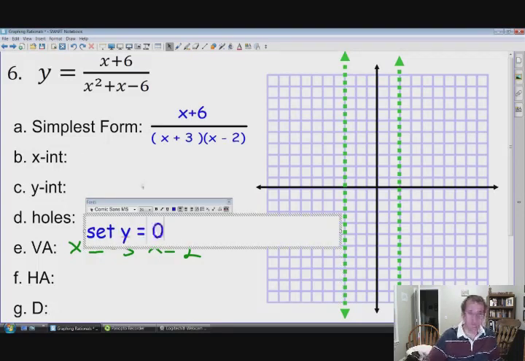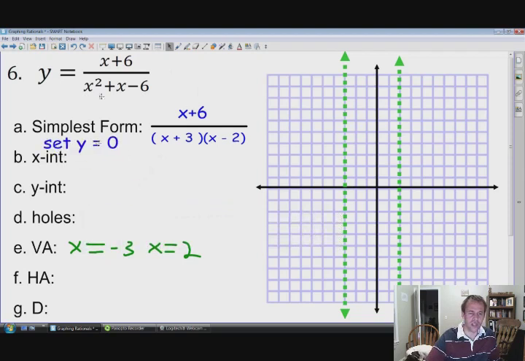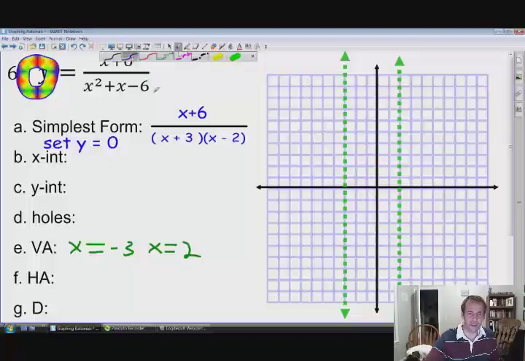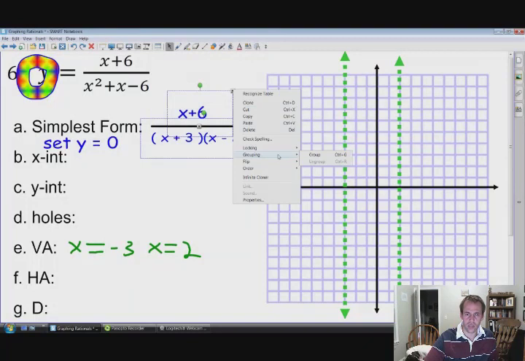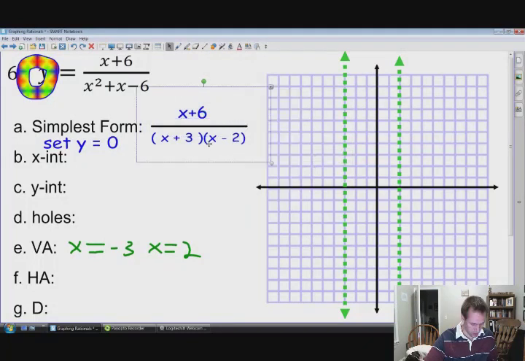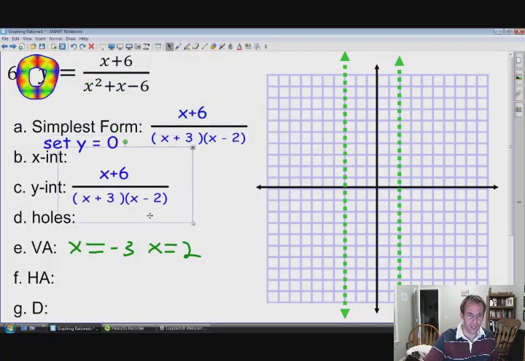Okay, and so when we go ahead and set y equal to 0, that means we're going to make this 0 right here, right? And then solve for x. Well, how in the heck are we going to solve for x there? Well, let's do it down here. So we're going to take our simplest form there, group it together, and then copy it and paste it down here.